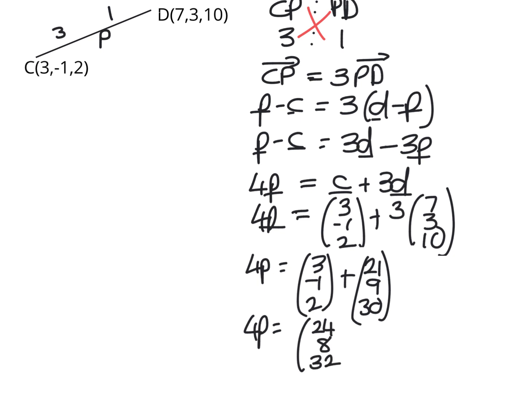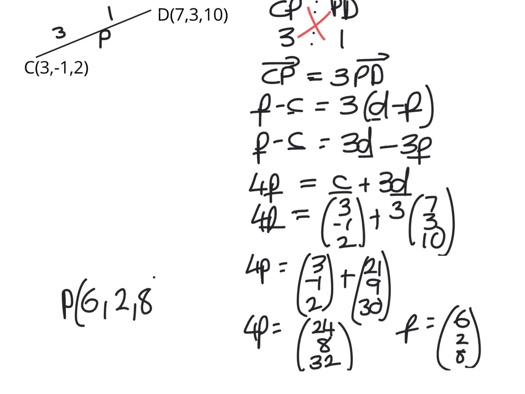Now remember what I said is that these should all be multiples of 4. So if you then divide that by 4, it means that P as a coordinate would be each of these divided by 4. So P would be 6, 2, 8. As a coordinate, that would be 6, 2, 8 written left to right. Remember, you must write it as a coordinate at the end.